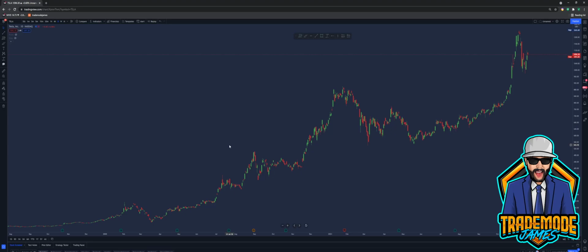Go back on your charts, find these zones where price comes down and leaves real quick or goes up and leaves real quick. Remember, supply zones are at the top, demand zones are at the bottom.